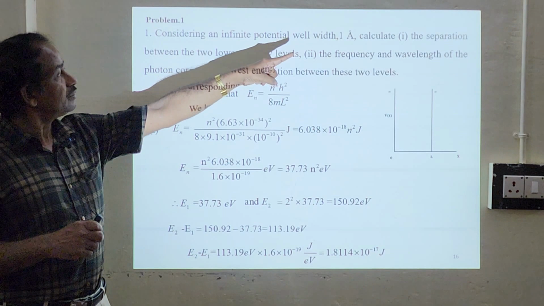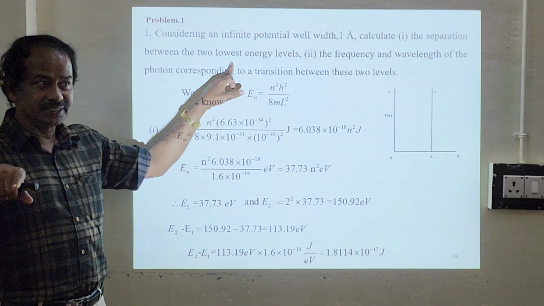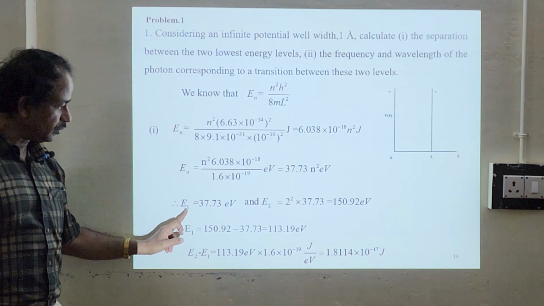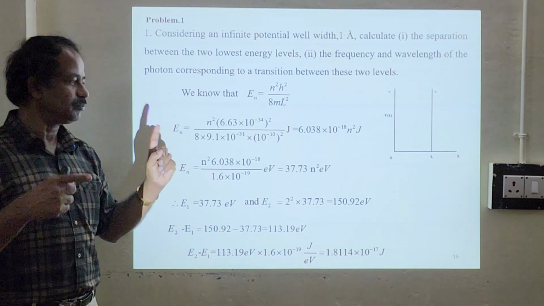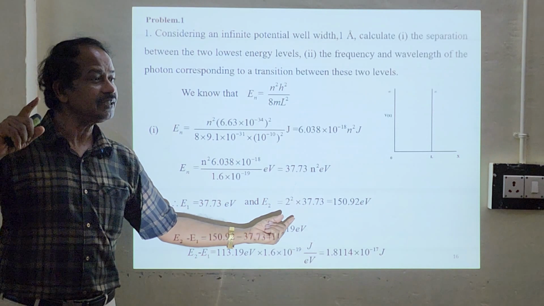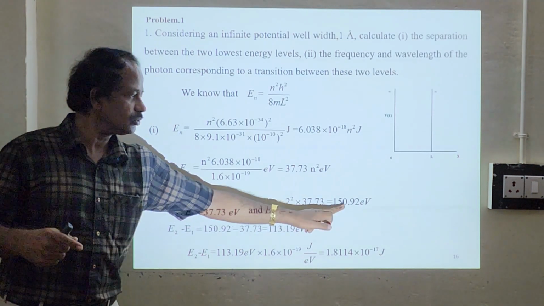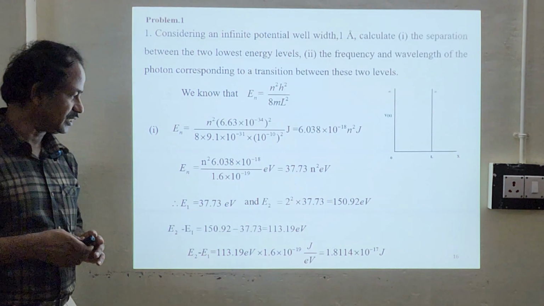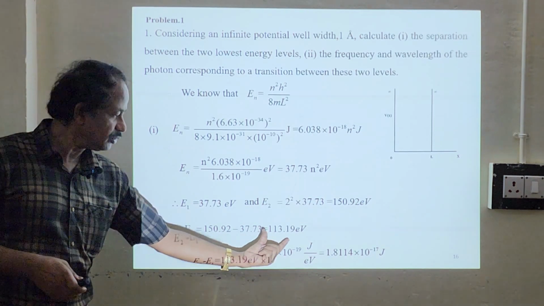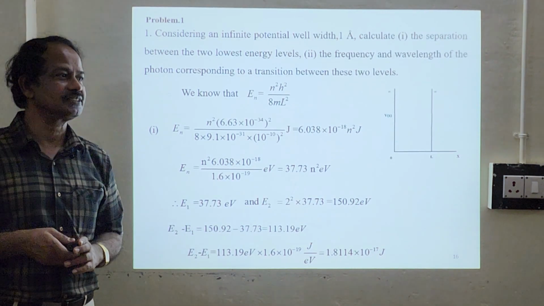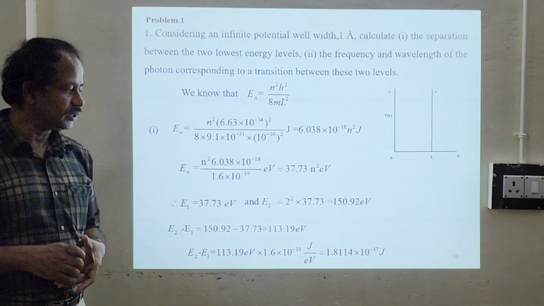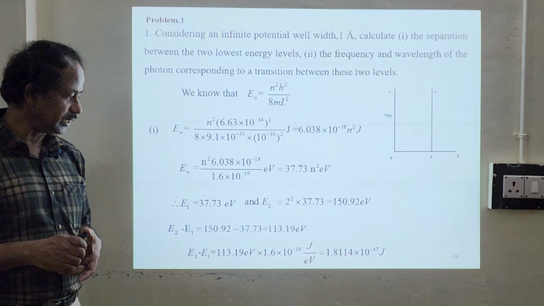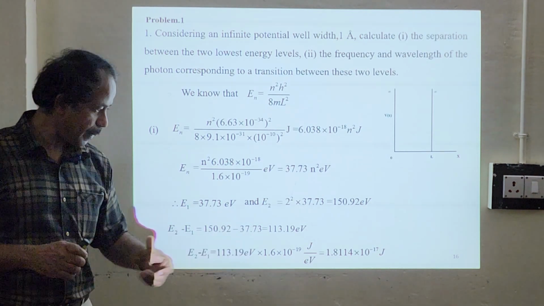What is asked? The separation between the two lowest energy levels is asked. So now E1 equals 37.73, the first one, that is 1 squared multiplied by this, and 2 squared multiplied by this will give you E2. So these are your first two lowest energy levels. You just subtract, that will give you the separation between these two energy levels. E2 minus E1 will be 113.19 electron volt. Is it clear?